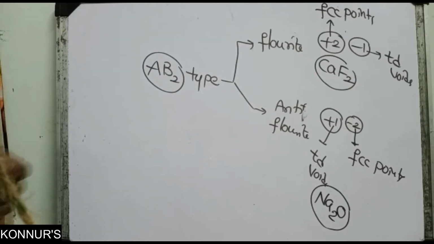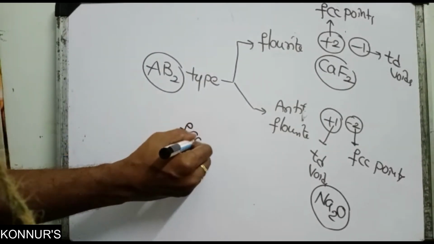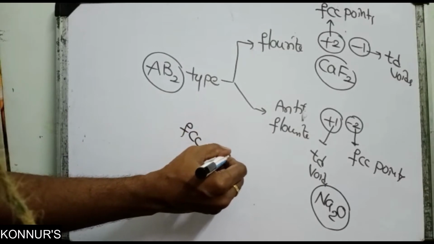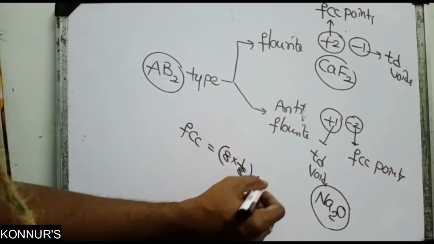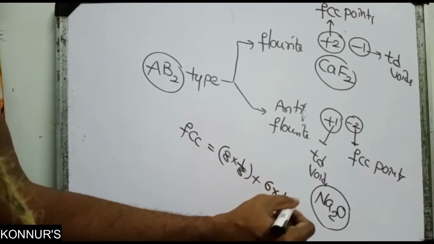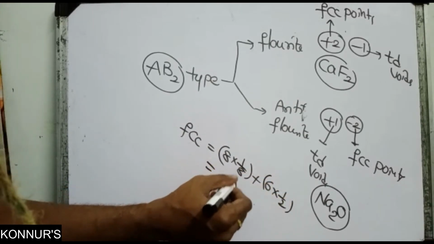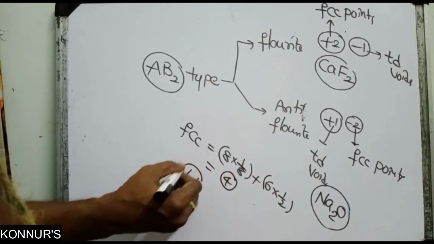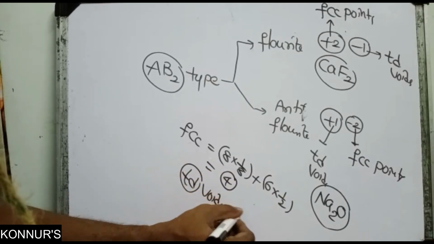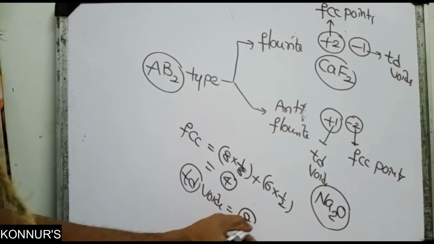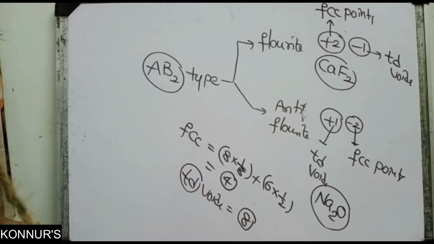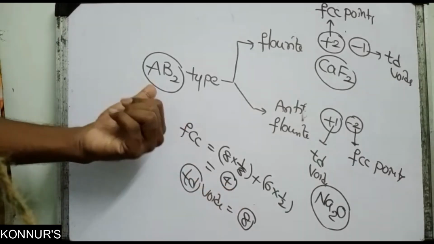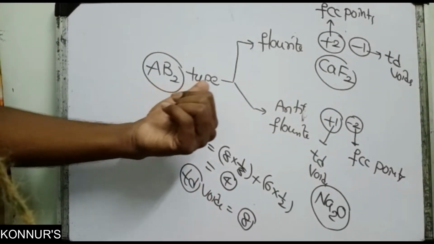See, FCC points means how many? Corner points, 8 into 1 by 8, plus face center, 6 into 1 by 2. So the FCC points are 4. Next, tetrahedral voids we already know: every body diagonal contains 2, so totally 8. So 4 is to 8, that means 1 is to 2, otherwise 2 is to 1. That is the coordination number.